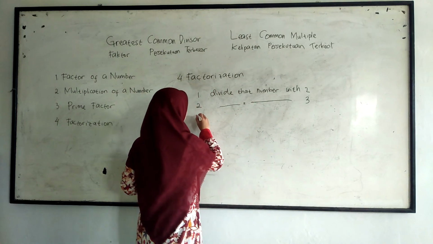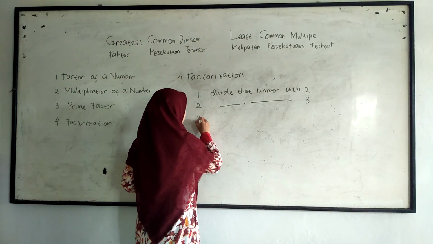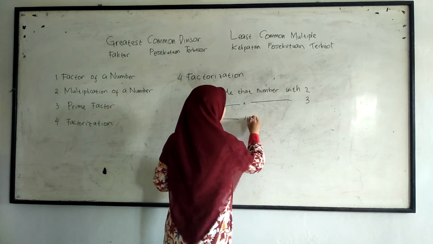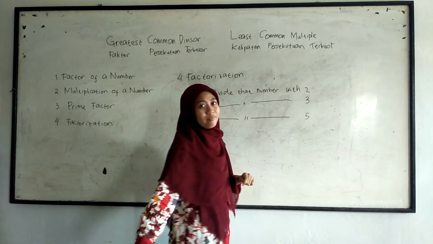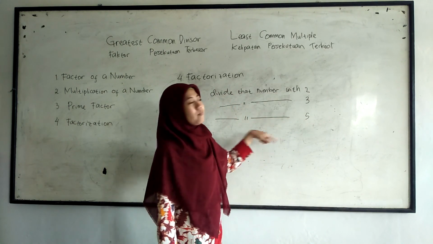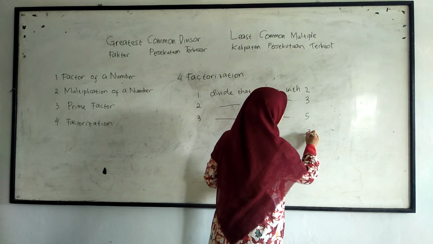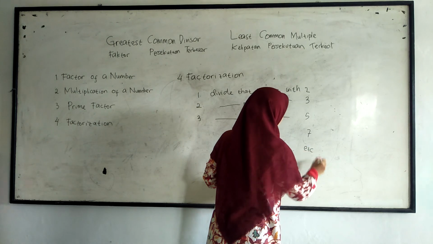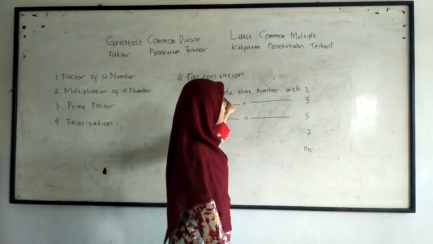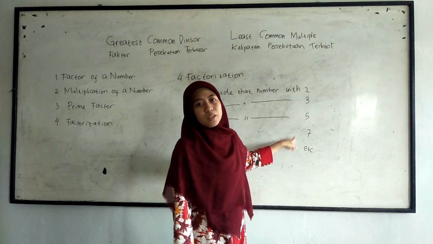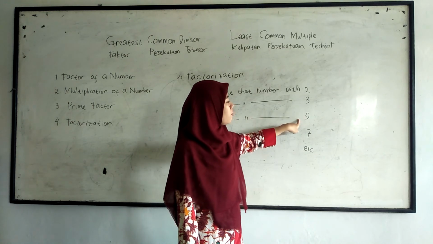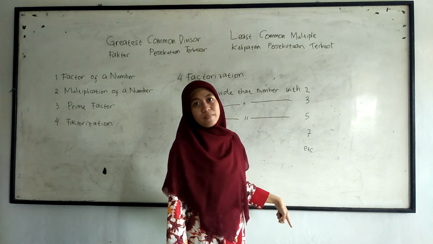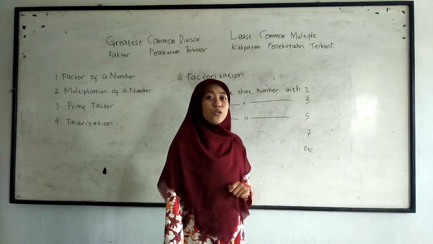And then third step is divide that number with 5. Repeat if it's possible. And then 7, etc. The number we use to divide is the prime number 2, 3, 5, 7, etc. Okay, let's go to the example.